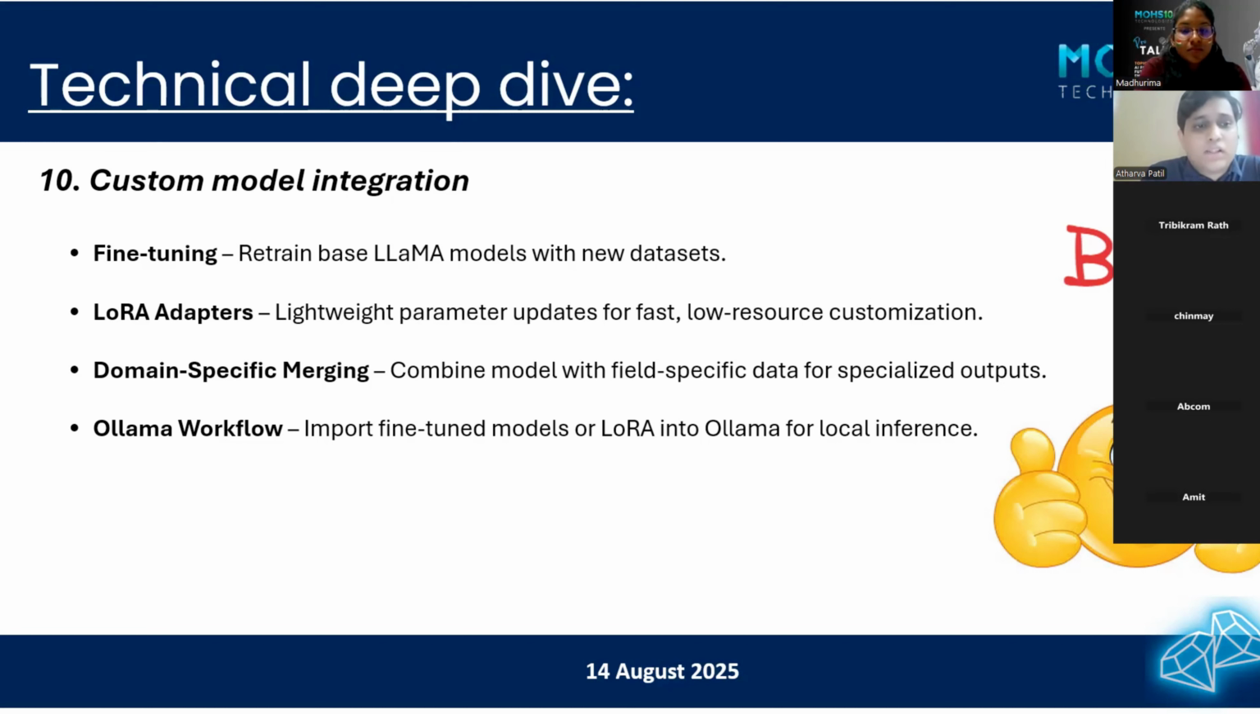The third is domain specific merging. If we combine a model with field specific data for specialized outputs, we can just add another data set to the existing one, increase the parameters, and we can have domain specific merging. The last point is the OLLAMA workflow. Import fine-tuned models or LoRA into OLLAMA for local inference, which means there are already trained models for specific domains which we can use on our device.